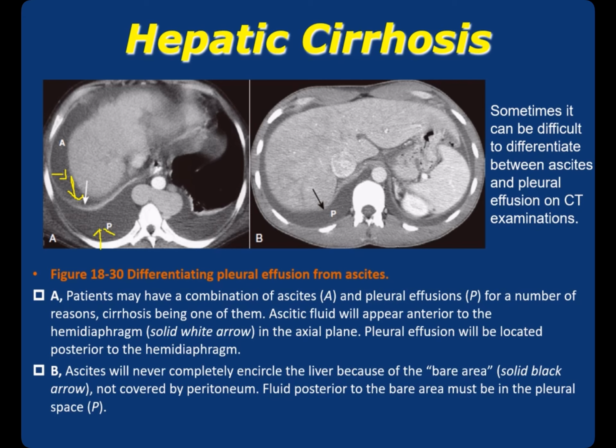And ascites will never completely encircle the liver because of the bare area. Here is the bare area. It's not covered by peritoneum, so fluid posterior to the bare area must be in the pleural space.